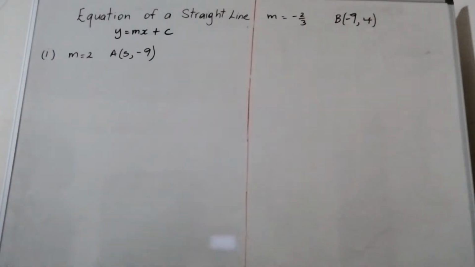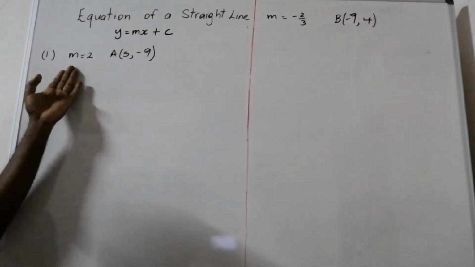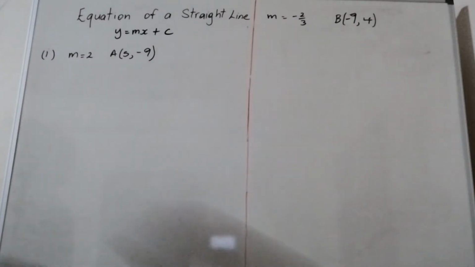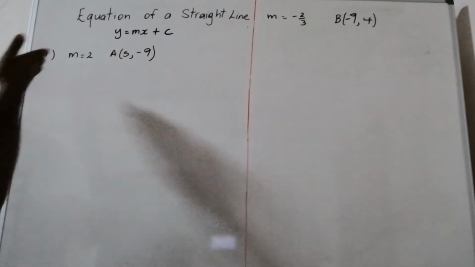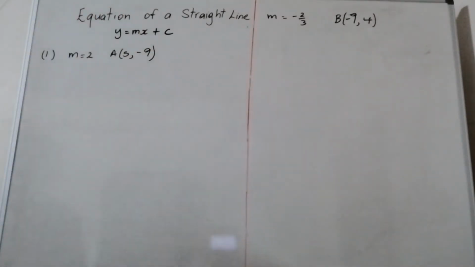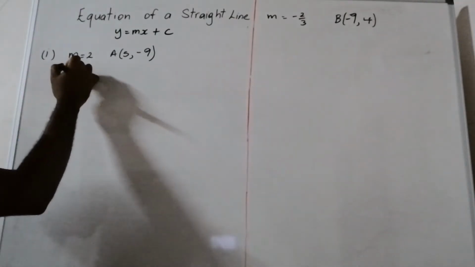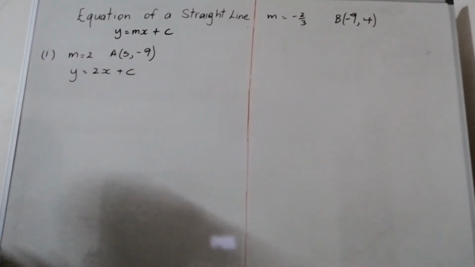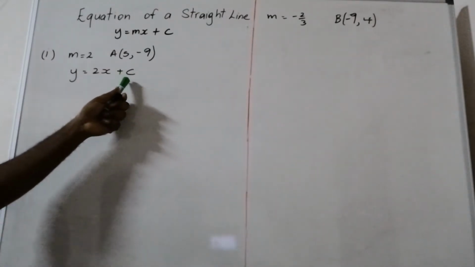So, in this class, we will be finding the equation of the straight line when we have the gradient and a point on that line. Once the gradient is given, what we could do is begin to rewrite the equation, substituting the gradient for m. So if the equation of the straight line is y equal mx plus c, and the gradient is equal to 2, it therefore means y is equal to 2x plus c. And now, all we need to do is find c.